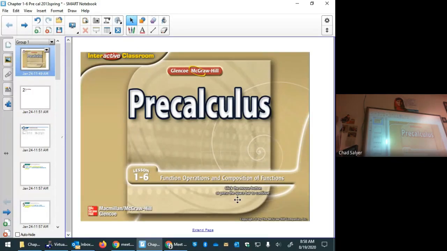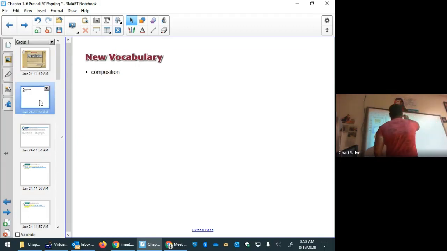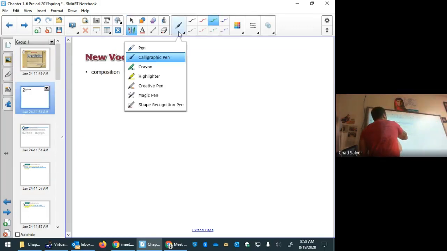Okay, so today we're going to talk about Chapter 1, Part 6, which is function operations and composition of functions. And there's just one definition for this section. So that is the composition.